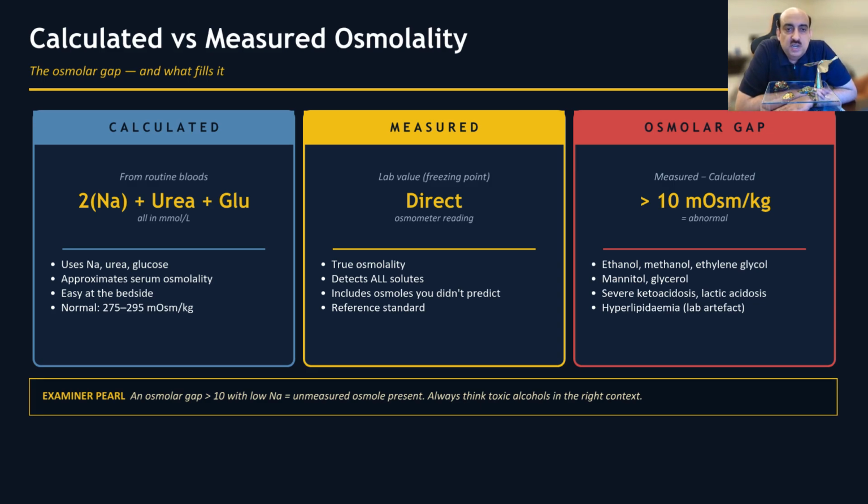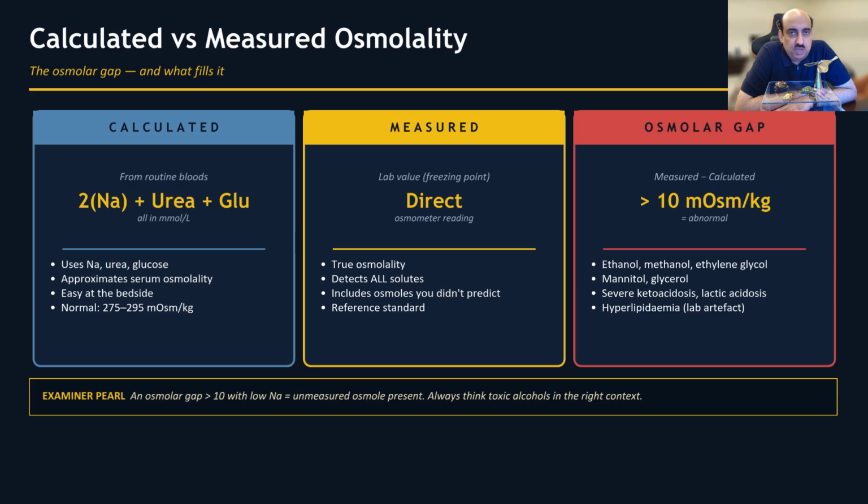Calculated serum osmolality uses the formula 2 times sodium plus urea plus glucose, all in millimoles per liter. It gives a quick bedside result. The normal range is 275 to 295 milliosmoles per kilogram.